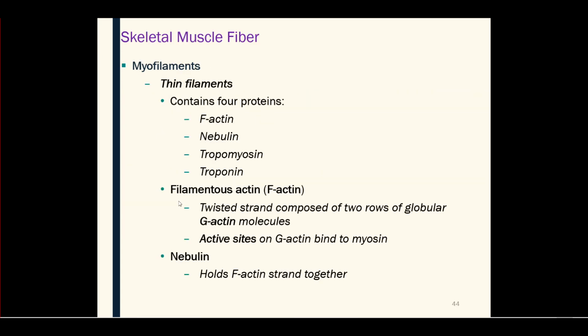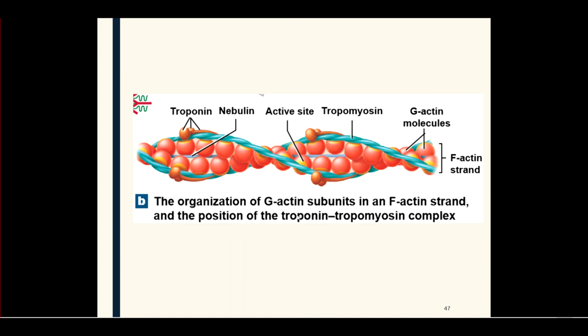All right, so the filamentous actin, or you could just say F-actin, is a twisted strand. That makes the filament composed of two rows of these globular, which just means round, G-actin molecules. Now, when we look at these G-actin molecules a little bit closer, you're going to see on this diagram there's a little yellow area. Right, so it's kind of orange and then yellow. That yellow area is what we call an active site. That's going to become important in our next lesson.